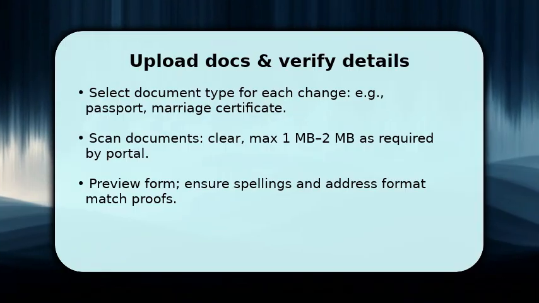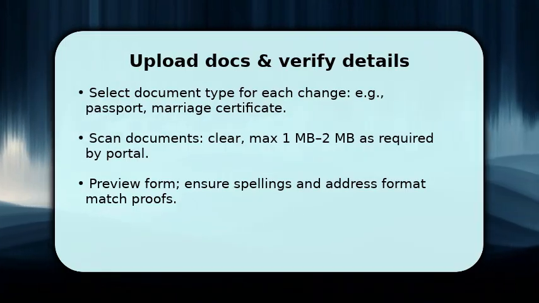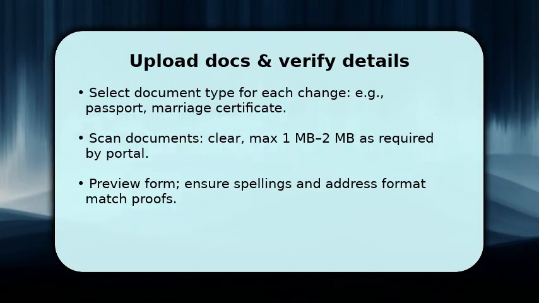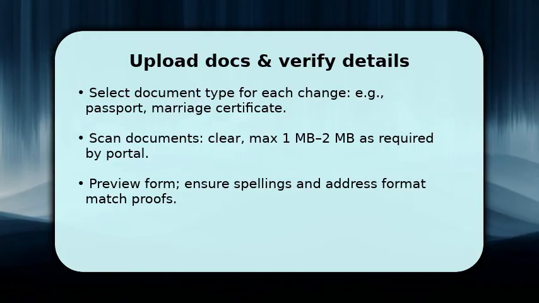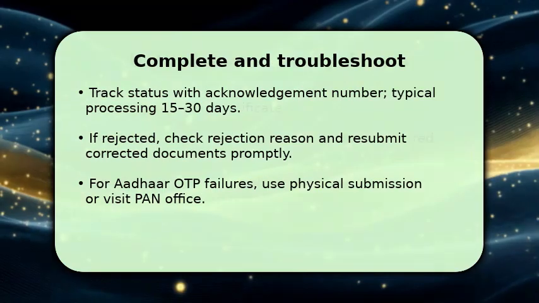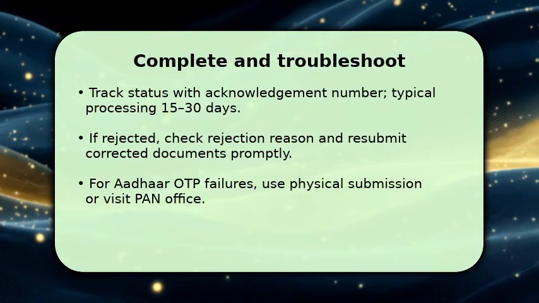You will be prompted to e-sign using Aadhaar OTP if eligible. Otherwise, print, sign physically, and dispatch to the processing center with the acknowledgement. Keep the acknowledgement number handy. It tracks your application. You finish by confirming payment and saving the acknowledgement PDF.